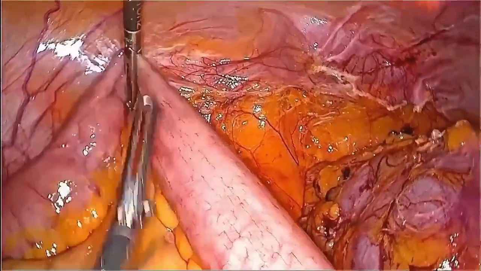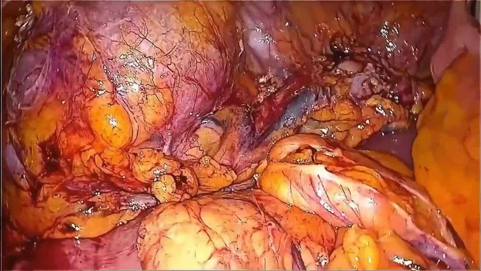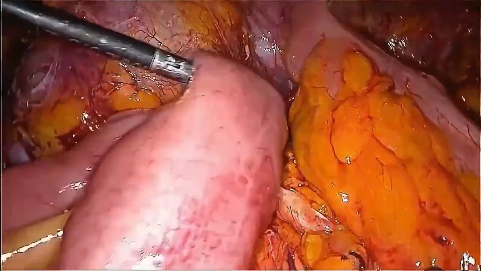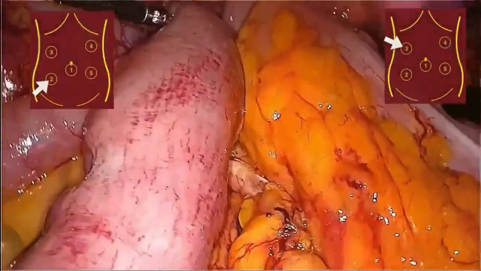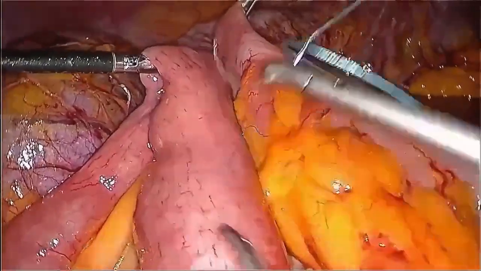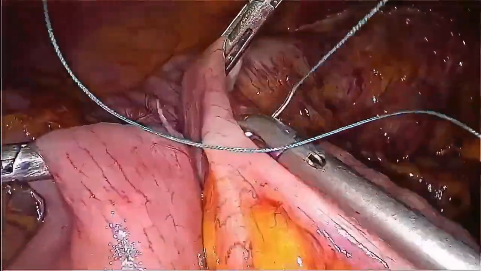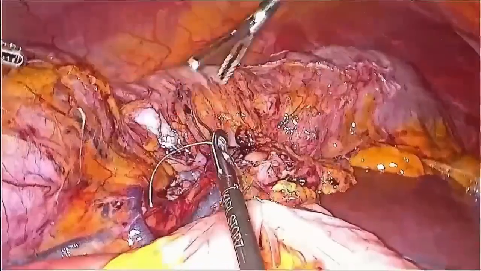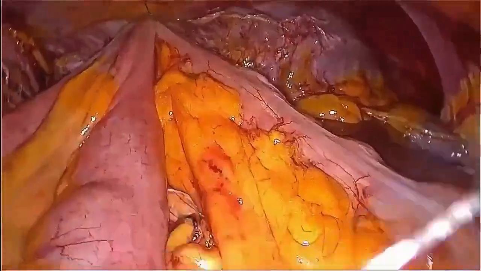For the anastomosis, the two bowel segments are brought together by traction of clamps P2 and P3. A fixation stitch is placed and pulled up by P3.